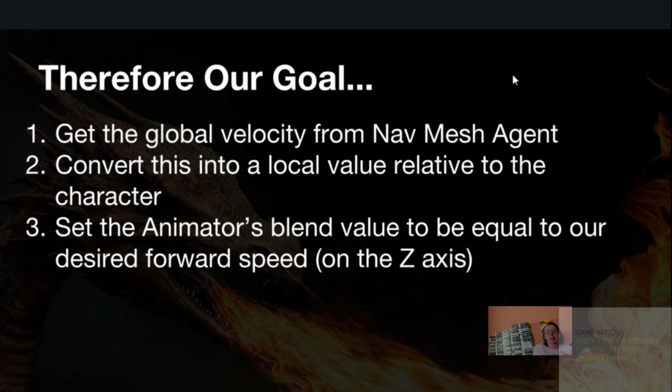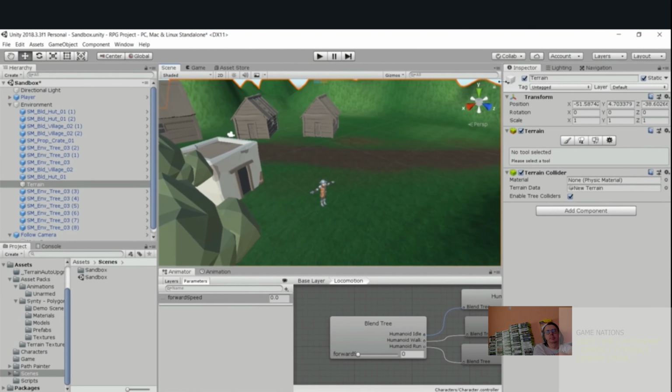So we need to convert it into something that the character knows, which is going to be the local value for the character. And then we need to set the animator's blend value to be equal to our desired forward speed. So in other words, if we want to run fast, we have it at maximum speed. If we want to run slow, we have slow speed. And I want to give you a little bit of context here as well.